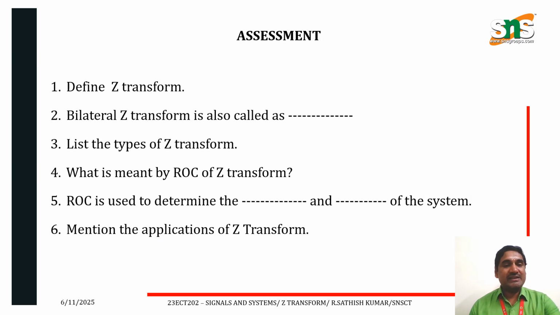Now we can see the assessment. Define the Z transform. Z transform can be defined as X of z equals summation n equals minus infinity to plus infinity x of n into z to the power minus n. The bilateral Z transform is also called the two-sided Z transform. List the types of Z transform. It can be classified into two types: unilateral Z transform and bilateral Z transform. What is meant by the ROC of the Z transform? ROC is the region where the Z transform converges. It is used to find the causality and stability of the system.